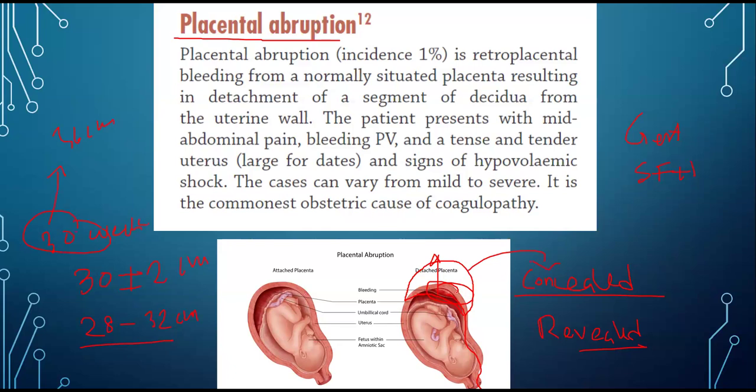But for the revealed variety, there will be no accumulation, so more or less the same height will be there. But you'll get more PV bleeding in that patient. Make sense? This patient usually gets painful PV bleeding. So painless PV bleeding is placenta previa and painful PV bleeding is placental abruption. So this patient presents with abdominal pain, bleeding per vaginum, and a tense and tender uterus which is large for gestational age. And because the patient can bleed heavily, they can go into hypovolemic shock.